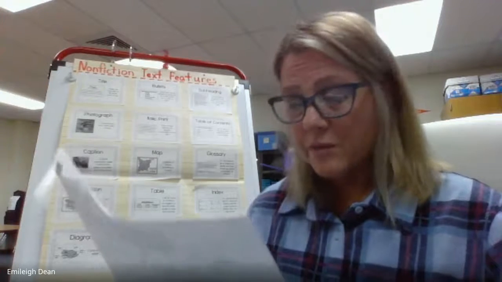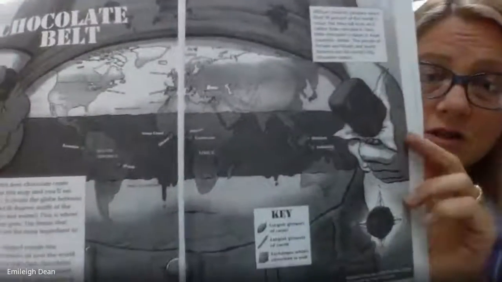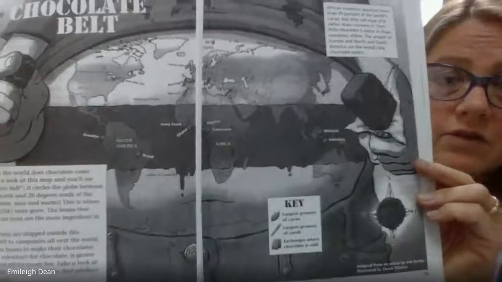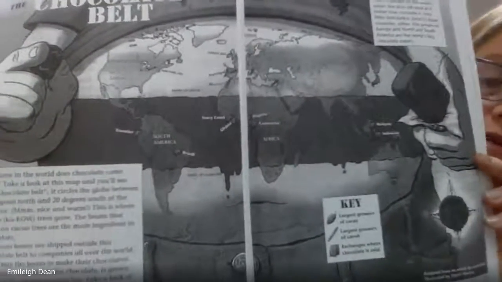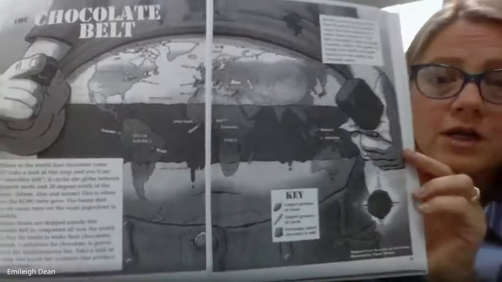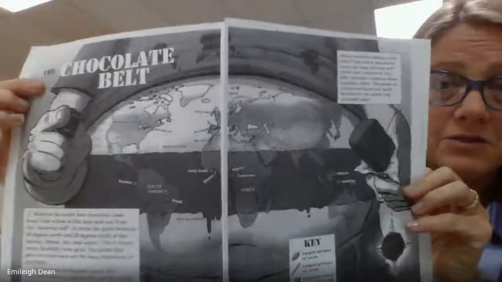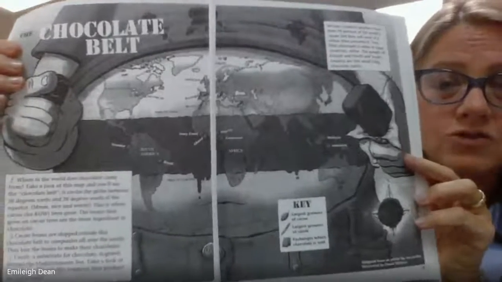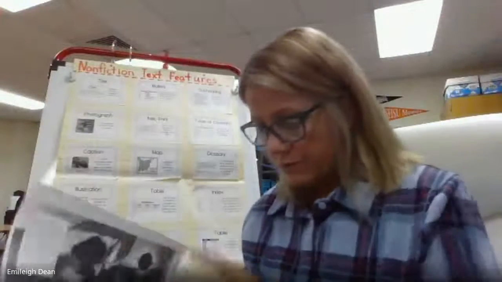Oh, okay. So this chocolate belt that looks like dripping chocolate on this globe, these are actually the places where the cacao trees grow. So I have a visual support to help me understand the location of what is called the chocolate belt. It's not really a belt made of chocolate, but it's the places where chocolate can grow.